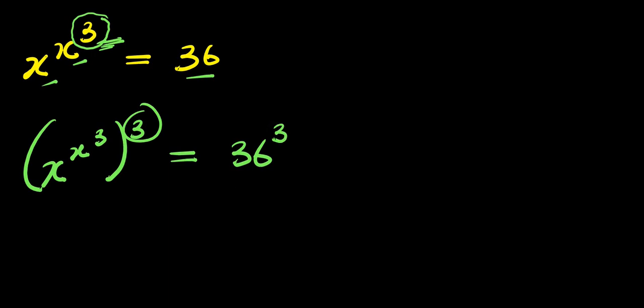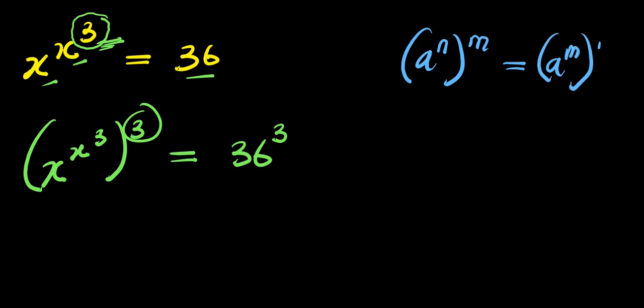Now, at this point, we apply this index law. If you have a to the power of n, this is raised to the power of n, and this equals a to the power of n, and this is raised to the power of n. Now, in this particular equation, we are going to treat this x power 3 as a single unit. Let this be our n, and this 3 here will be our m.